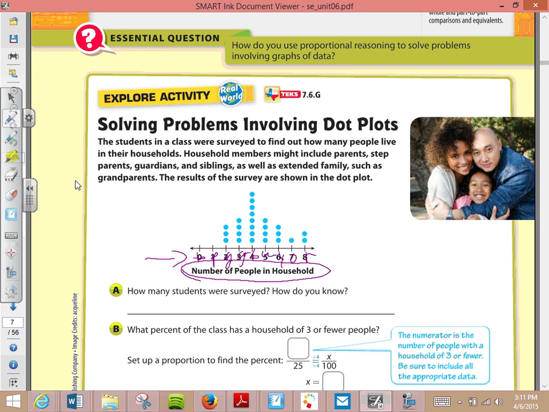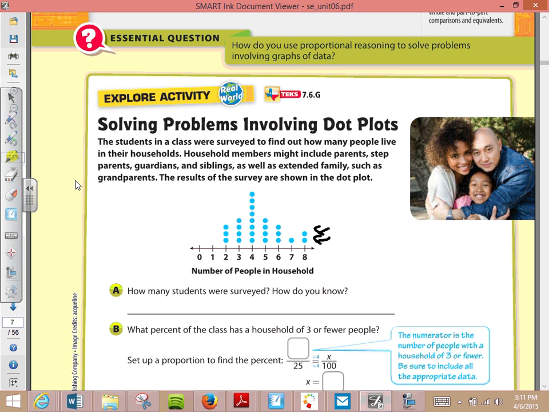So when you look at this, it doesn't mean that 8 people have 2 siblings, or 8 people have 8 siblings. That's not what it means. The numbers at the bottom are just labels. This means that these dots tell me how many people selected that.